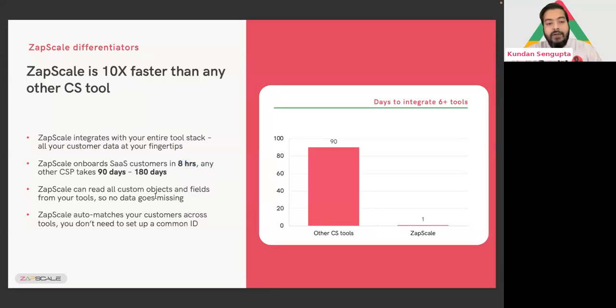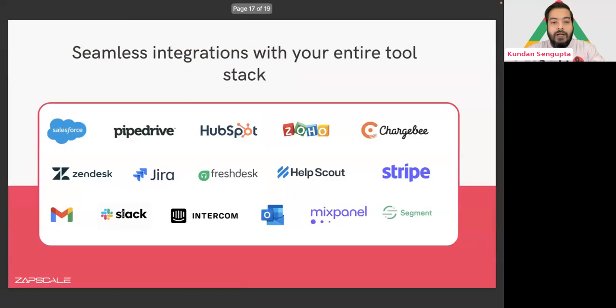And beyond that, ZapScale can read all custom objects or custom fields, any kind of setup you have in your CRM, in your ticketing tool. We would be able to support that, pick up the correct information, and keep it in ZapScale. Not just that, we can build health KPIs out of that as well. And we have an auto matcher which maps your customers across different tools using not just a common ID, but a lot of other parameters, which saves you a lot of time in onboarding a tool and seeing the data of all your customers together in one place, which is why our integration stack is larger than any other customer success tool at this point of time.